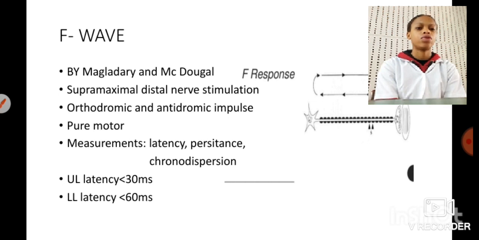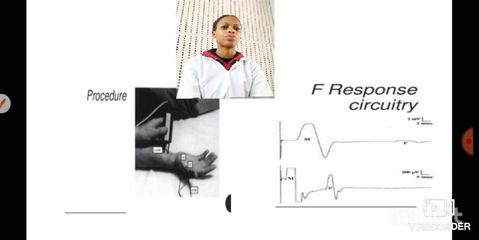F wave is obtained by supramaximal distal nerve stimulation, and it works under the principle of antidromic and orthodromic impulse transfer throughout the nerve. F wave is a pure motor component, and the measurements that are obtained during F wave measurement are latency, persistence, and chronodispersion. The figure here illustrates the procedure and the response obtained during F wave procedures.